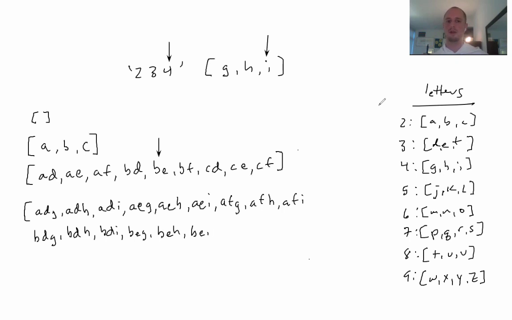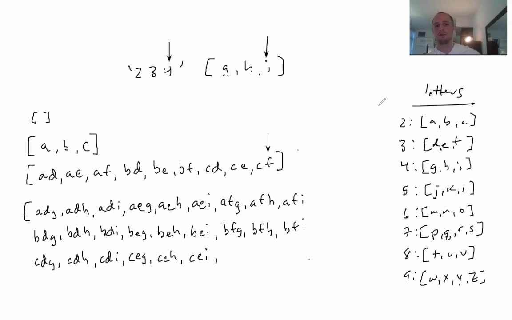I just want to run through this quickly so you can see how these answers are getting generated. So then we'll add G, H, and I to CD, G, H, and I to CE, and then finally G, H, and I to CF.